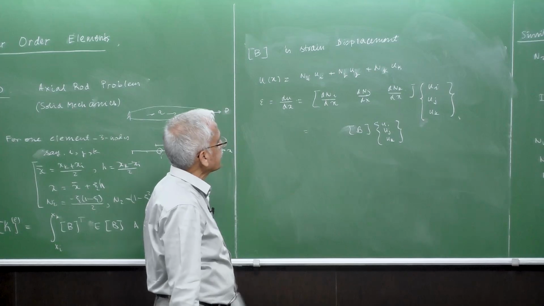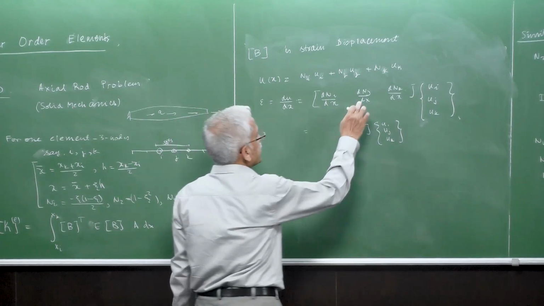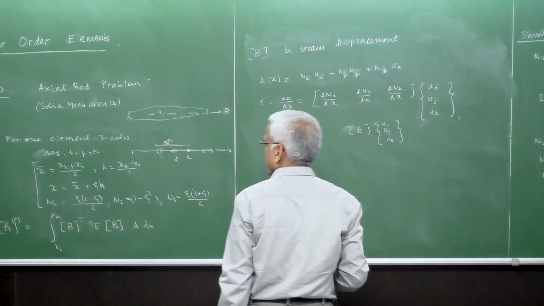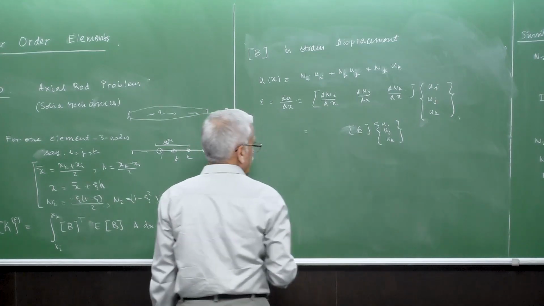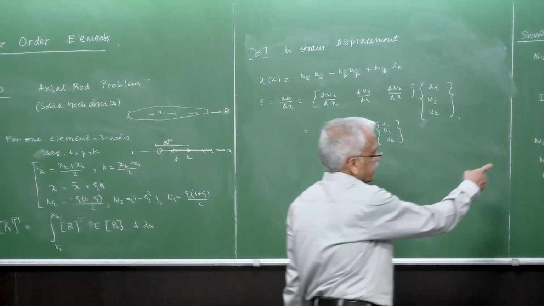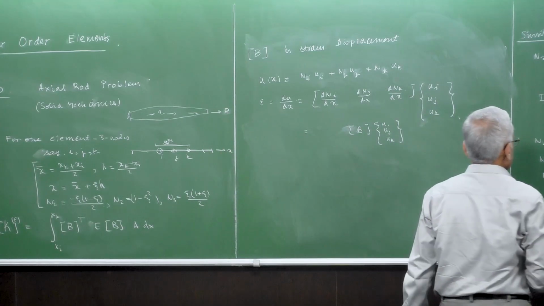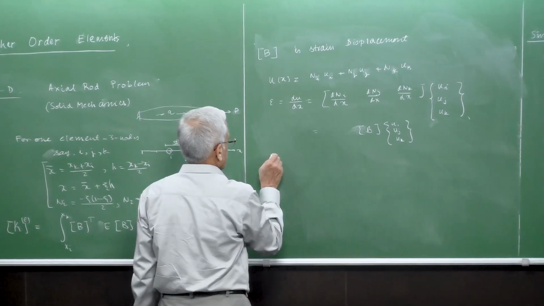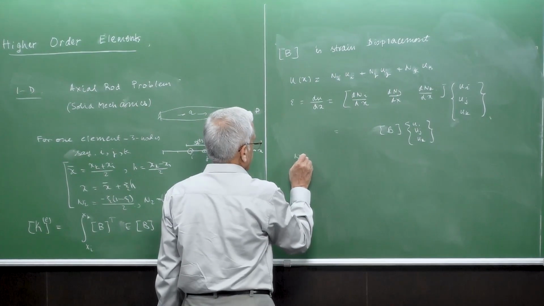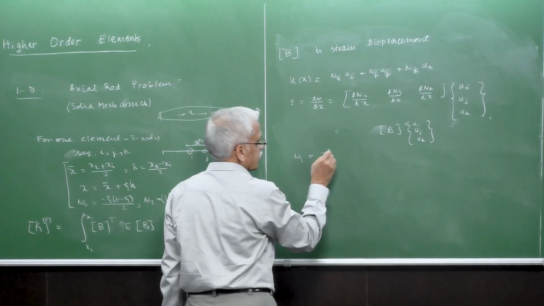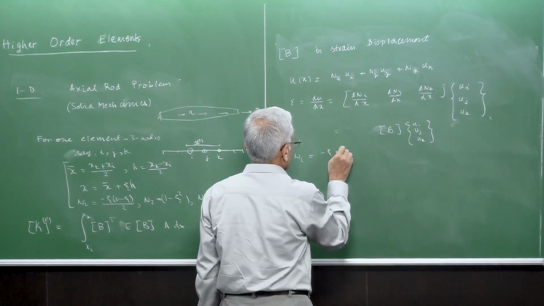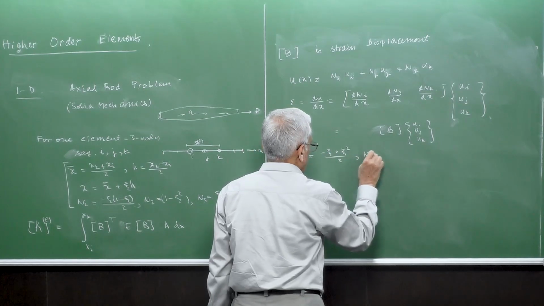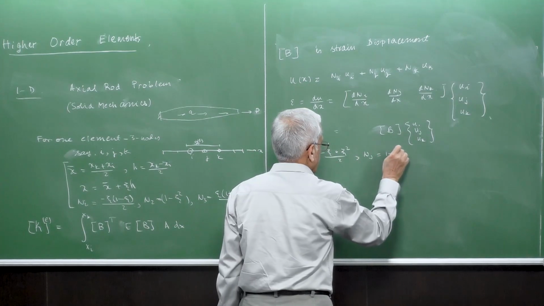So what is B? B is nothing but dNi/dx, dNj/dx and dNk/dx here. Either you write it in terms of 1, 2, 3 or i, j, k, they are all the same. So dNi/dx, so what is Ni? Ni is minus xi plus xi square by 2, Nj is 1 minus xi square.